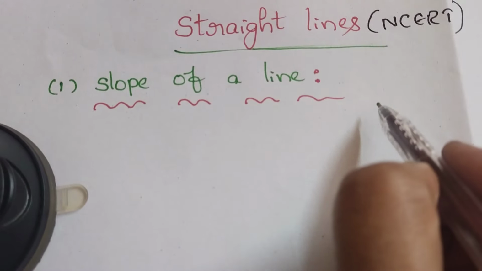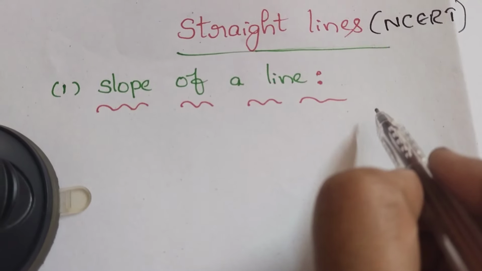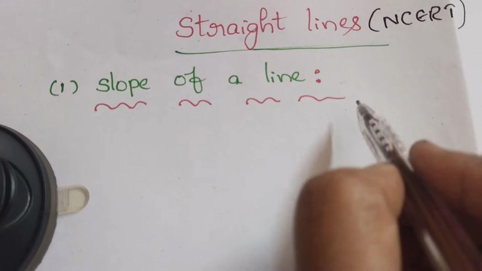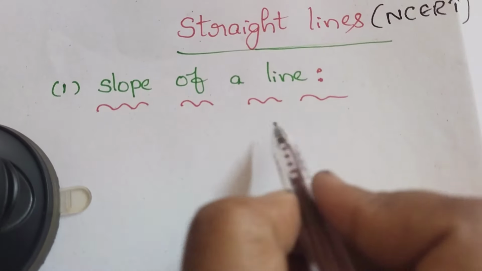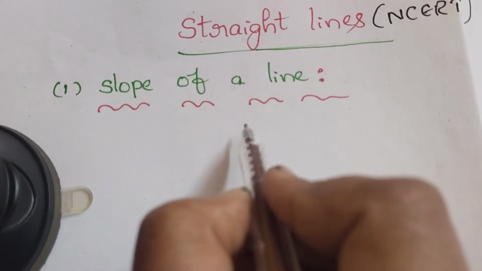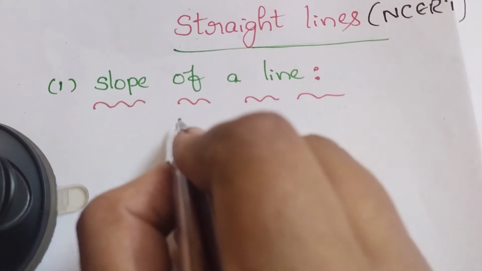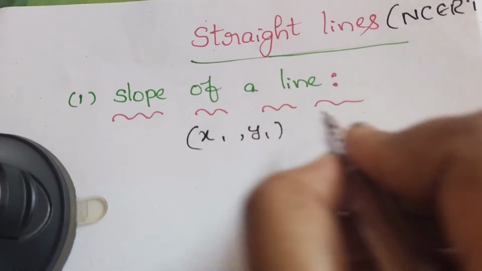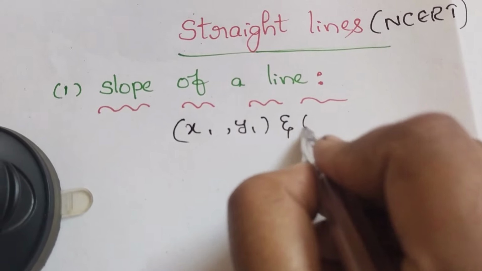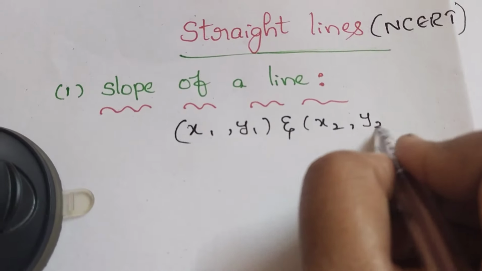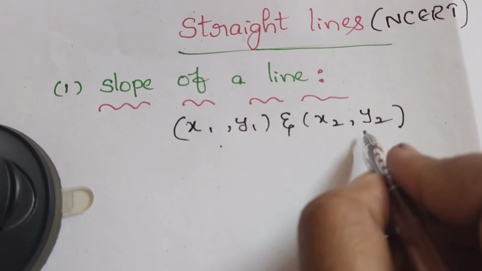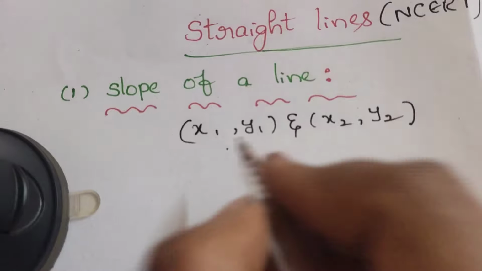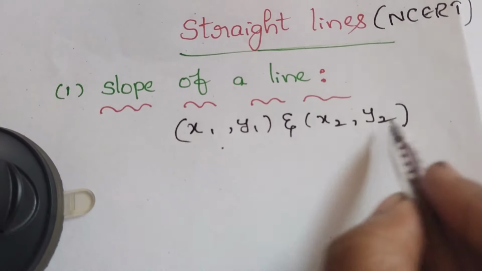In this video, I will explain the major important questions of this chapter, Straight Lines, based on NCERT Class 11. The first concept is slope of a line. Suppose we know two points, let us take the two points (x1, y1) and (x2, y2). This is one point and this is another point. If we know these points, then we need to find the slope of a line passing through these points.